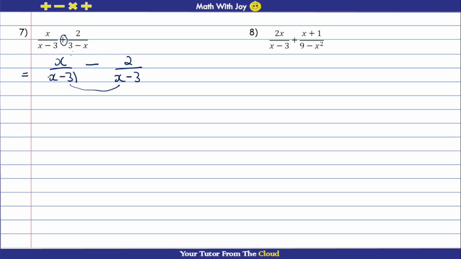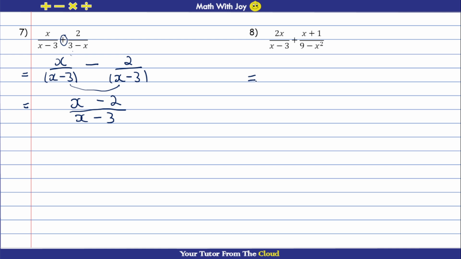Now I will say that the denominators here are actually the same. When the denominators are the same, I don't have to work out the LCD because it's just this. The denominators are the same. So I'll just take the numerators, which is x minus 2, put them over one denominator, which is just x minus 3.